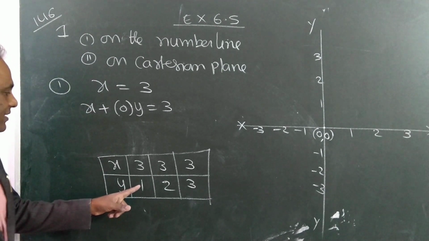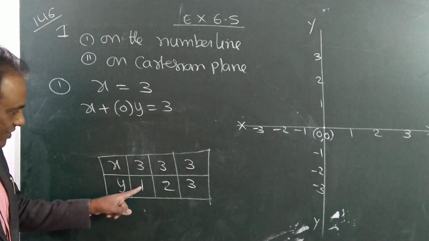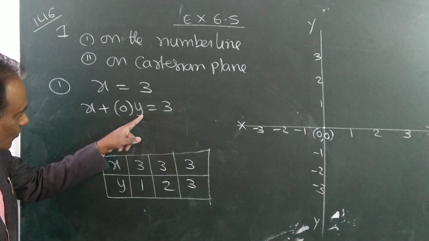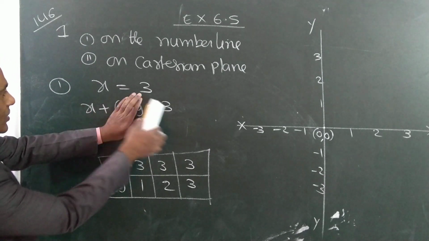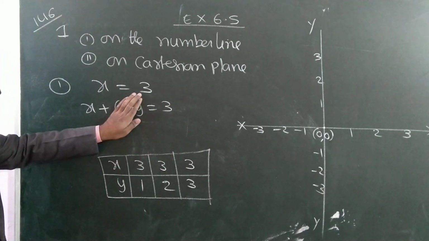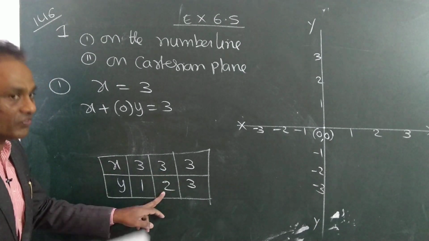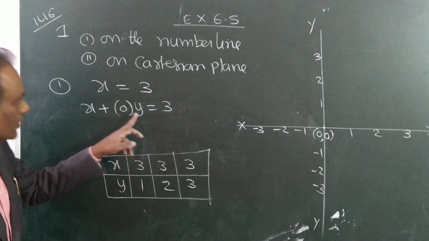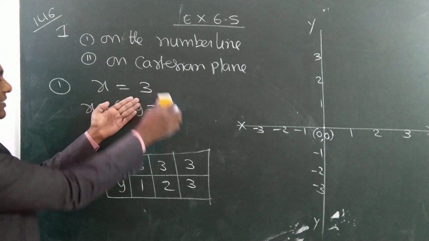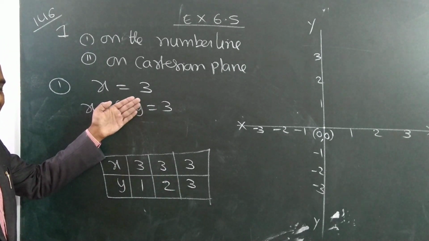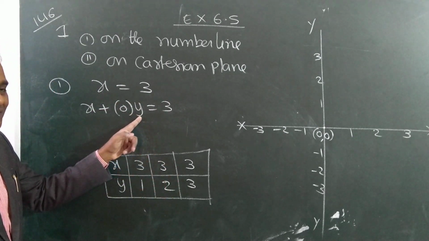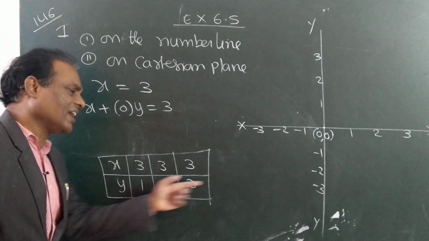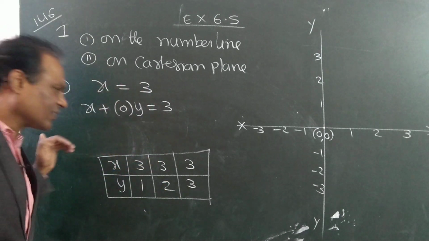Suppose now I am taking y is equal to 1. Substitute here. 1 into 0 is 0. X is equal to 3. Taking only y values for example, y is equal to 2. 2 into 0 is 0. X is 3. I am taking y is equal to 3. 3 into 0 is 0. X is equal to 3 only. Whatever y values you take, x is 3 only everywhere.